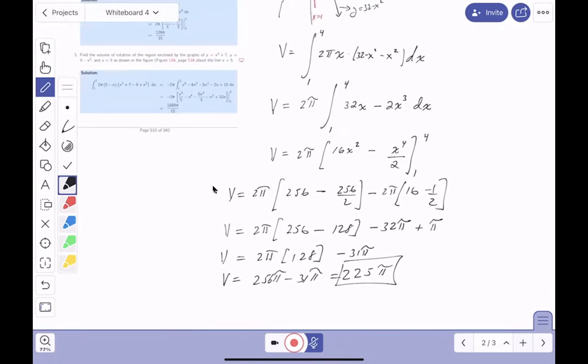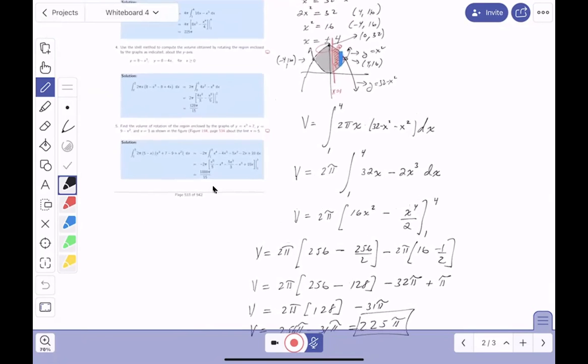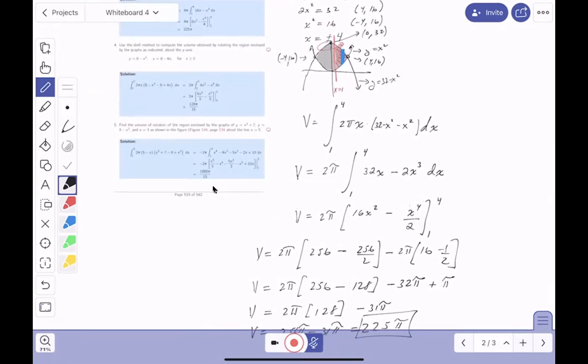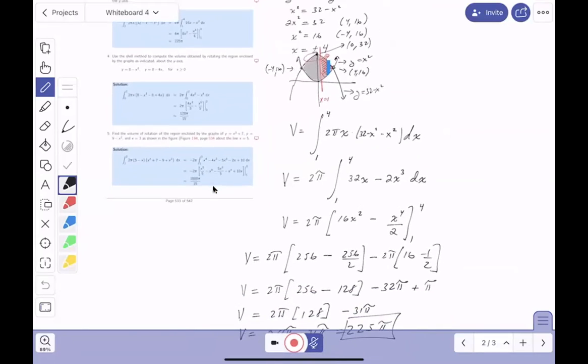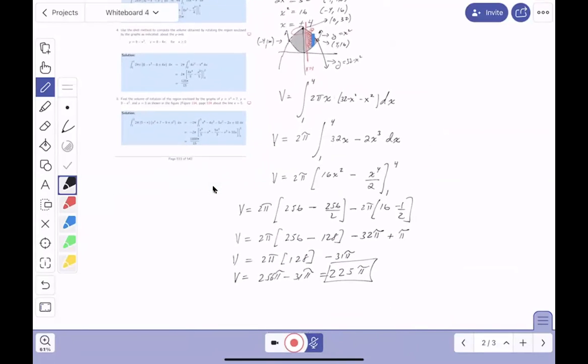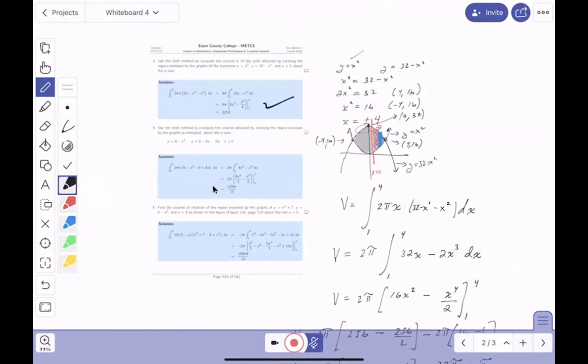Let's look back. And I think I made a mistake. What number are we doing? Oh, I'm sorry. We're doing number 3. I was looking at number 4. That's why I thought I made a mistake. So 225 pi. Geez, we got that one right too. And I really mean that. A lot of times you're going to be shocked to get something right.